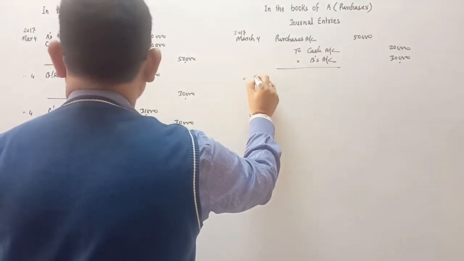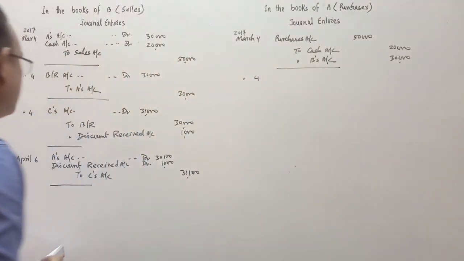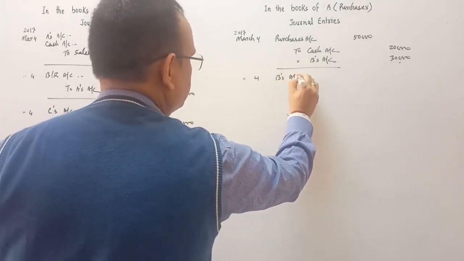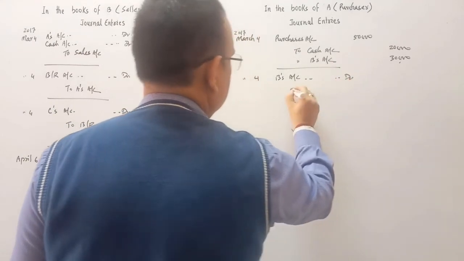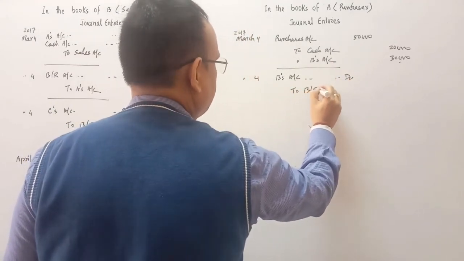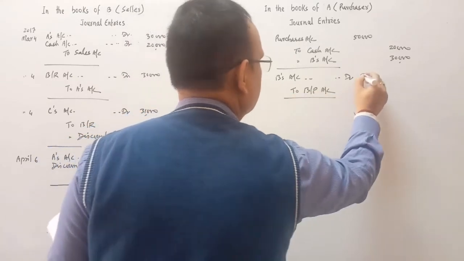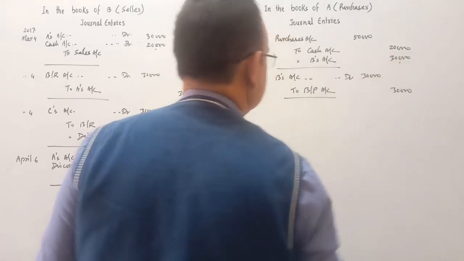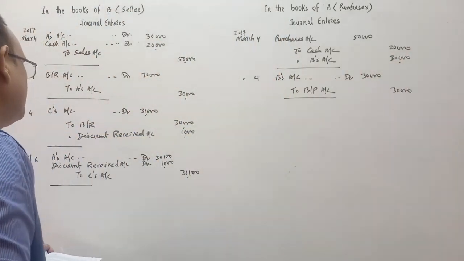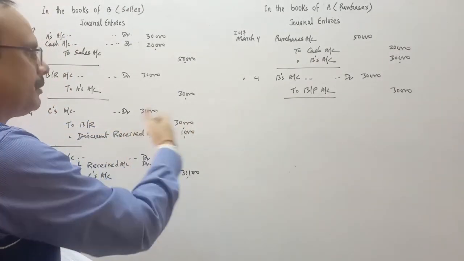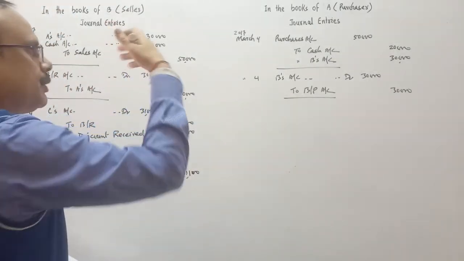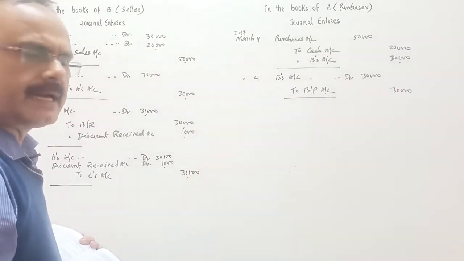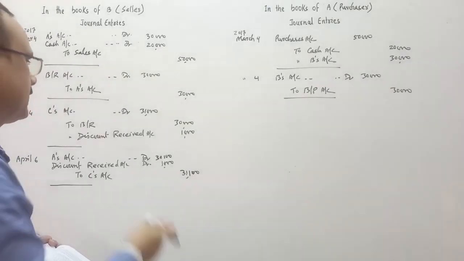Next entry is on March 4. He has accepted a bill, so B's account debit to bills payable account. Bills payable is of rupees 30,000. He will not do the entry for the endorsement of the bill. B has endorsed the bill, so the drawee or purchaser is not at all concerned with that, so he will not do the entry for this.